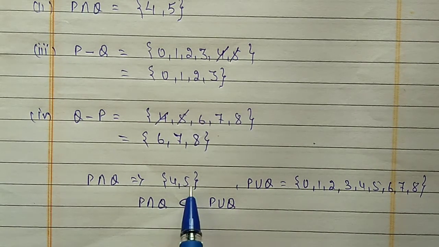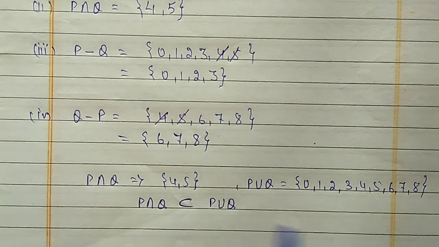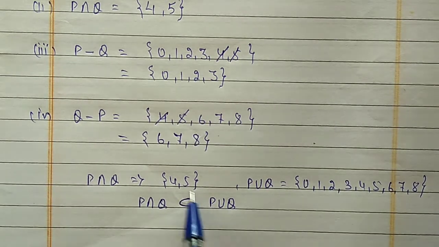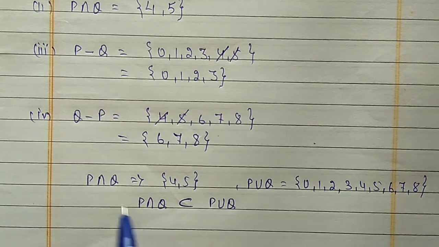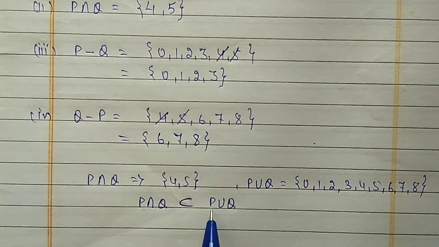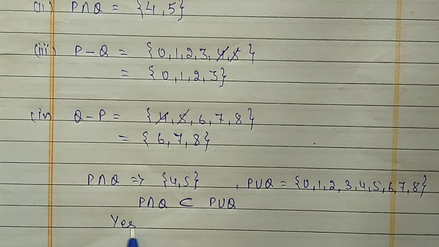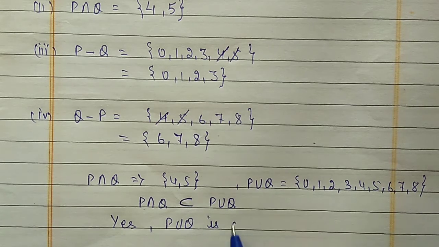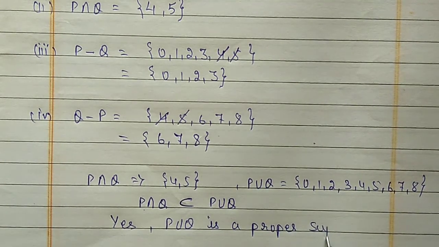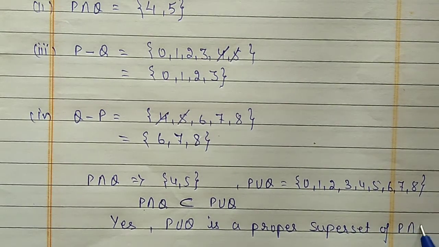So you can see here only 4 and 5 and here 9 elements are there. So these two are not equal. It should not be equal, then we will use the proper word. This is the subset of this set. It means this is superset. This is subset and this is the superset. So we can write yes, P union Q is a proper superset of P intersection Q.